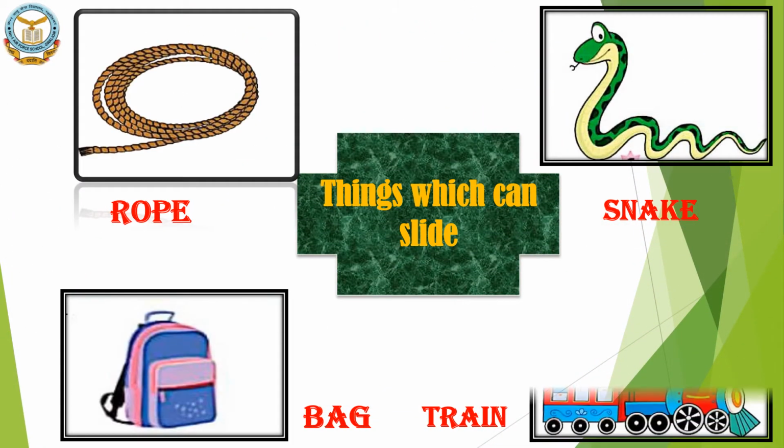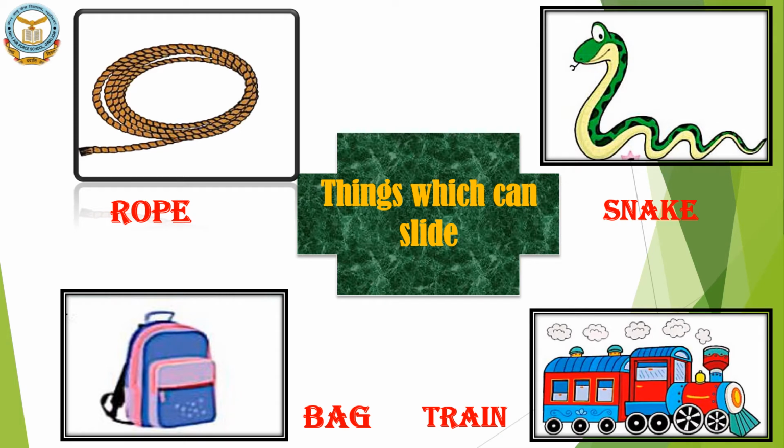Now, the things which can slide over the surface. Here are some examples of sliding. Rope, bag, train and snake. These are the examples which slide over the surface. You can easily observe this type of movement by doing the experiments. So keep doing the experiments but at your home.